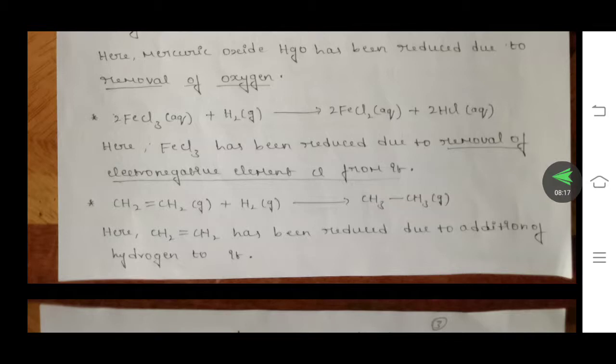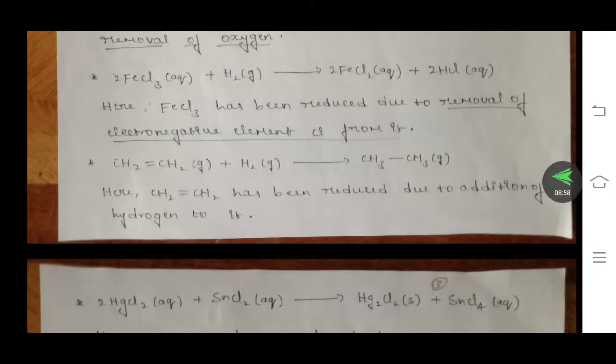Third example, you see CH2 double bond CH2 plus H2, that converted into CH3 single bond CH3. So what is the compound name? CH2 double bond CH2, that is ethene, ENE, because double bond is present, plus we are adding 2 hydrogen to ethene. So this is what we call hydrogenation.